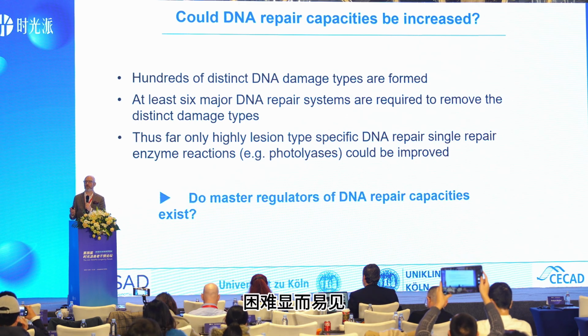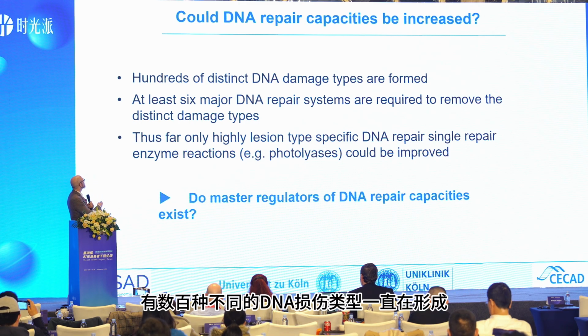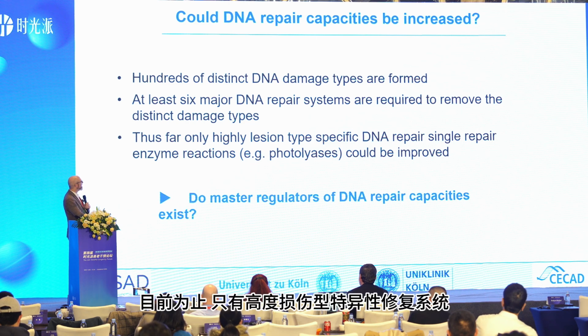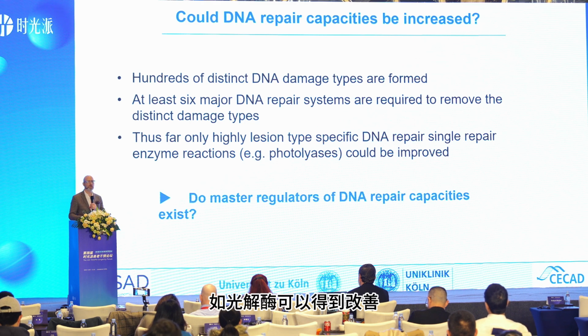The challenges for that are clearly that there are hundreds of distinct DNA damage types that are formed all the time. And at least six major and many associated systems are required to remove the distinct damage types. And thus far only highly lesion-type-specific repair systems, such as photolyase, would be improved.